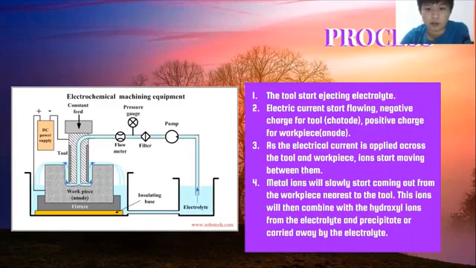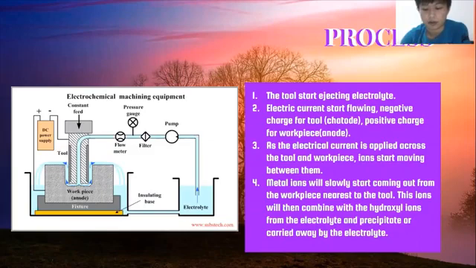As the electrical current is applied across the tool and workpiece, ions start moving between them. Now, for example, if the workpiece is iron and we use NaCl as the electrolyte solution, there will be a series of chemical reactions happening. At the cathode, the hydrogen ion takes the electron that is released from the cathode to become hydrogen gas, while at the anode, the Fe ion starts coming out as Fe2+.